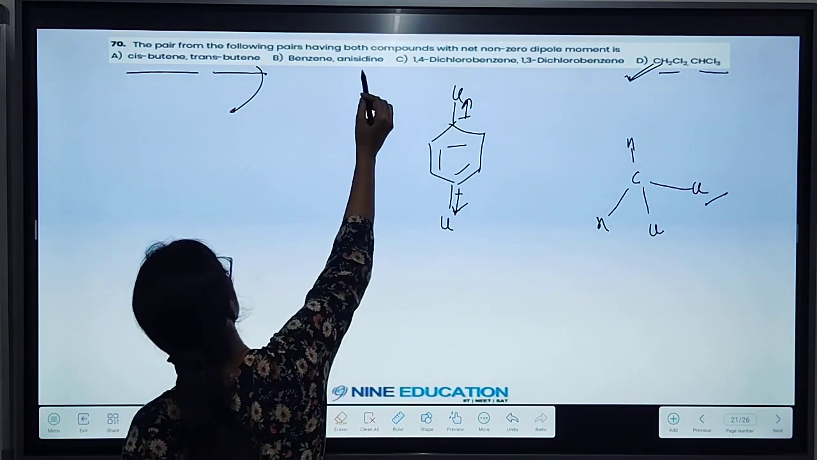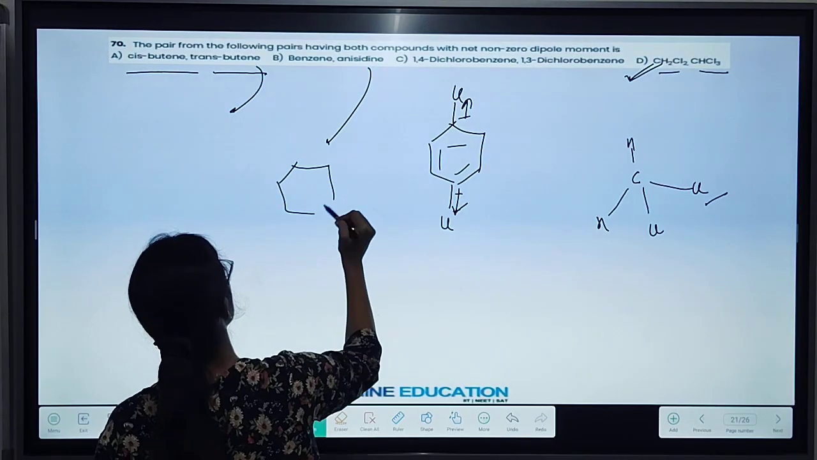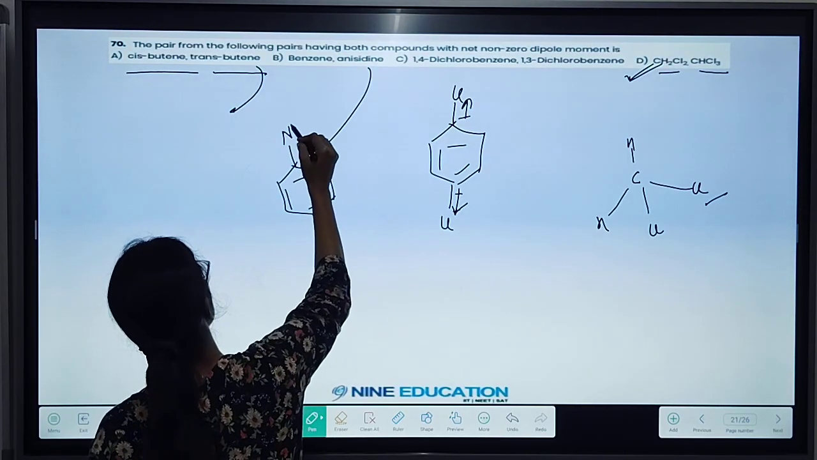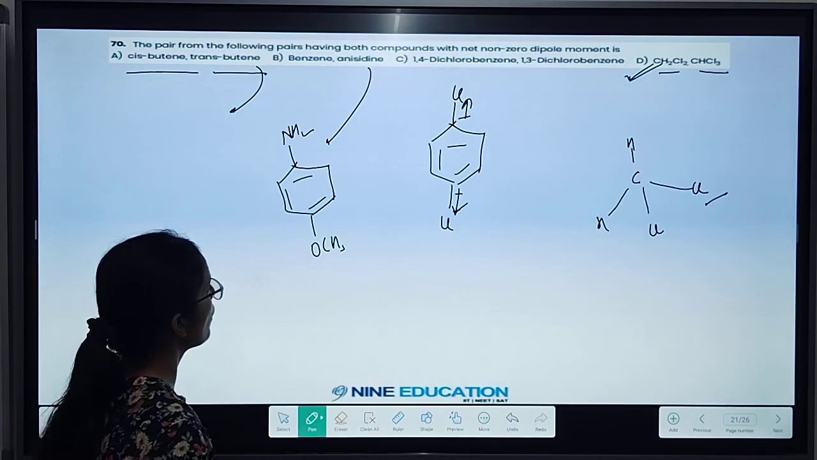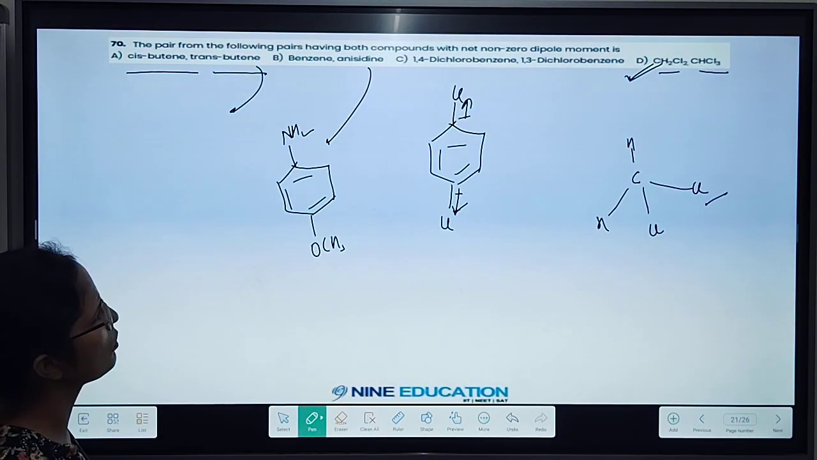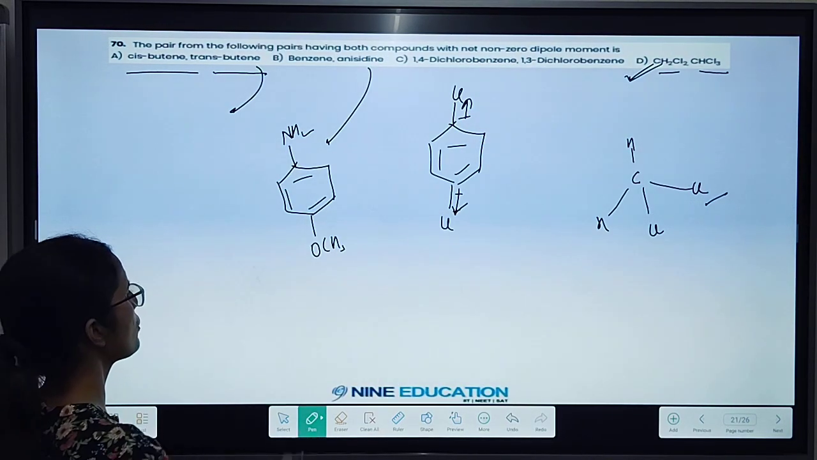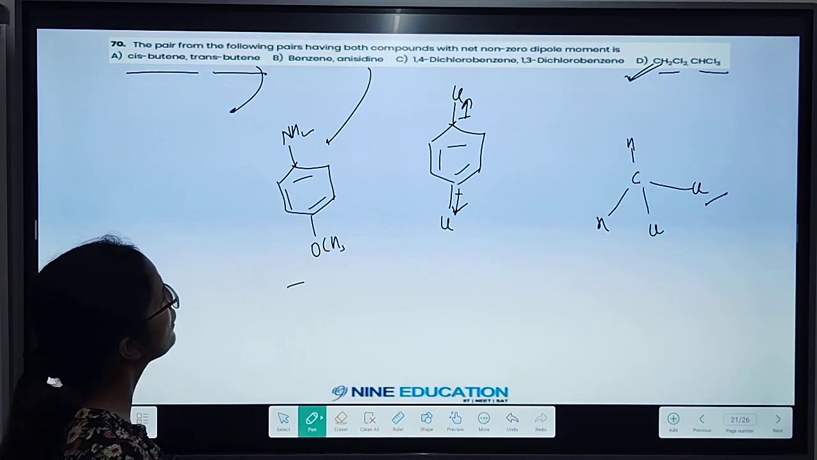Also here anisidine is given, which is nothing but a benzene connected with NH2 and OCH3. Now it is in the para position, so we call it para-anisidine. And likewise we have ortho and meta also. So in this case also cancellation won't be there, okay?